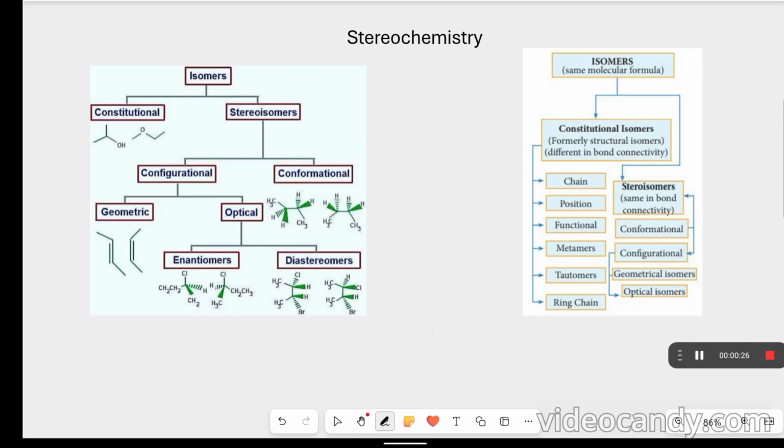Before we get into the stereochemistry class, first we have to know the concept of isomerism and its classification. What do you mean by an isomer? Isomers are compounds that have the same molecular formula but differ in their structural arrangements or sometimes spatial arrangements.